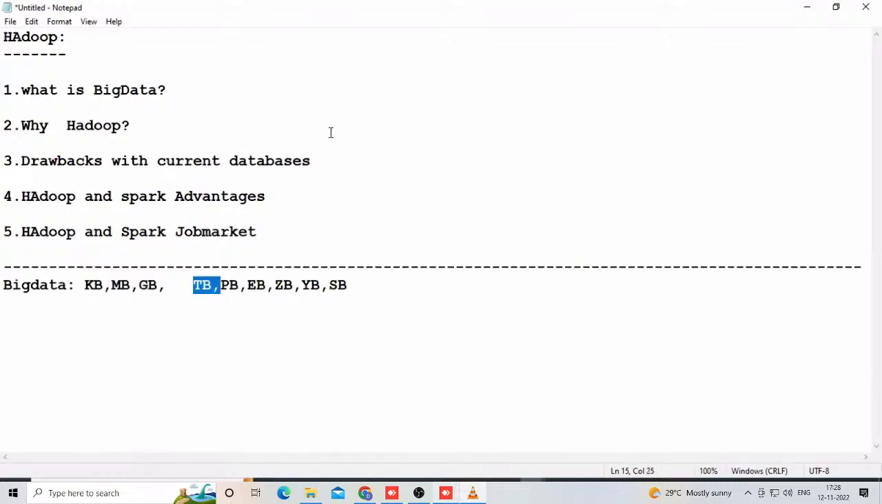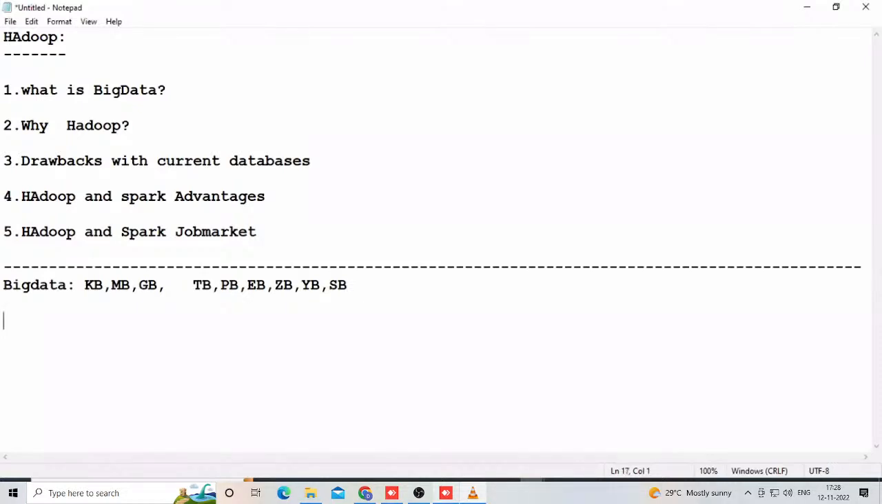You should have seen KBs, MBs, GBs, or even TBs of data, but do you think petabytes of data are getting generated in the current real world? What are examples of petabyte or exabyte data generation?